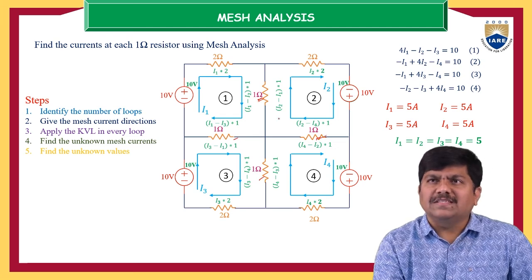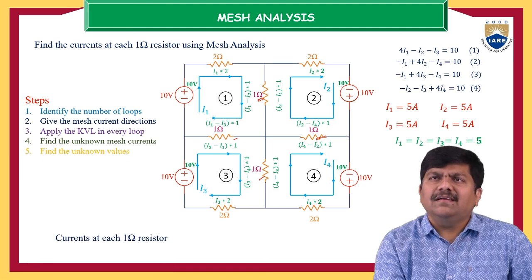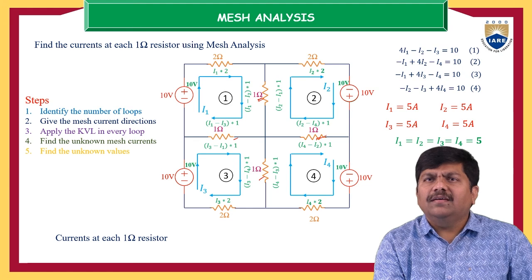There are 4 1 ohm resistances. So what are the equivalent values? This is the last step, because this is the point where we are going to determine unknown values across or through the desired resistor. Here the desired resistor is the 1 ohm resistor. So they are asking us to determine what the current is here.